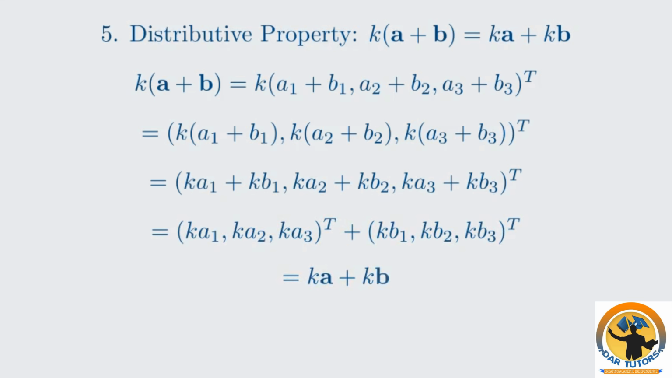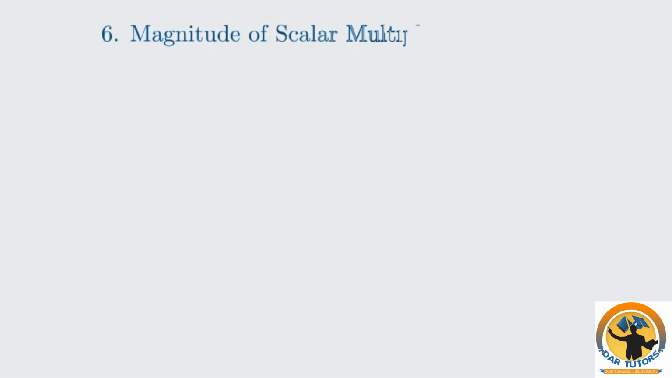The final property we'll cover today relates to the magnitude of a scalar multiple of a vector. This property states that the magnitude of k times a vector a is equal to the absolute value of the scalar k, multiplied by the magnitude of the vector a. In other words, the length of the new vector is the absolute value of k times the length of the original vector. Let's prove this using the formula for the magnitude of a vector.